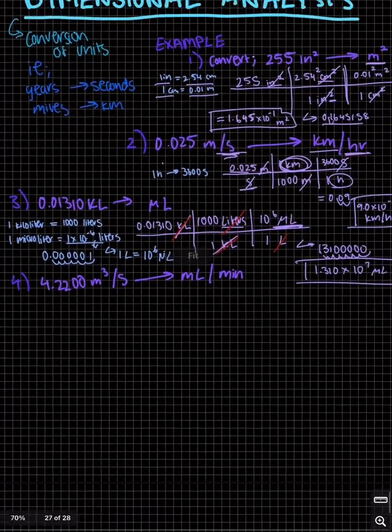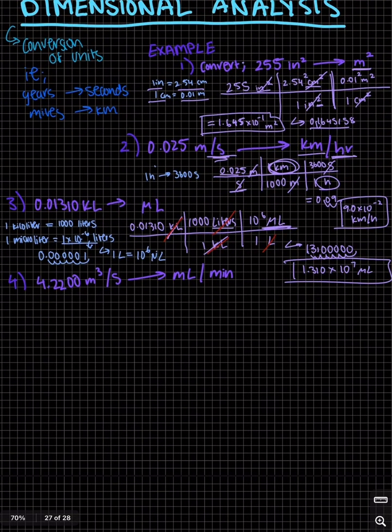So the last one I want to do with y'all is this one. It's a little tricky, but we just have to lock in. This one is asking, 4.2200 meters cubed per second. Convert that into milliliters per minute.